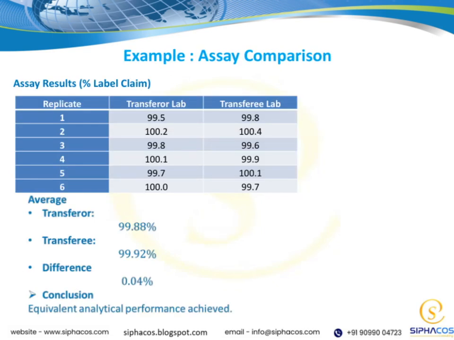Here, we're looking at a comparison of assay results between 2 labs, the transferor and the transferee. Each replicate shows how close their measurements are to the label claim, hovering right around 100%. This table highlights the consistency between the labs, which is crucial when transferring methods or validating processes. It's a solid example of how precision and agreement come together to build confidence in the data we rely on.